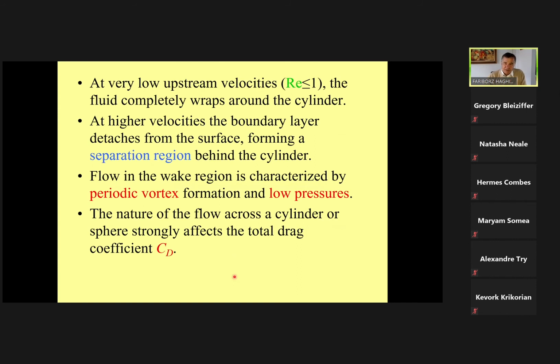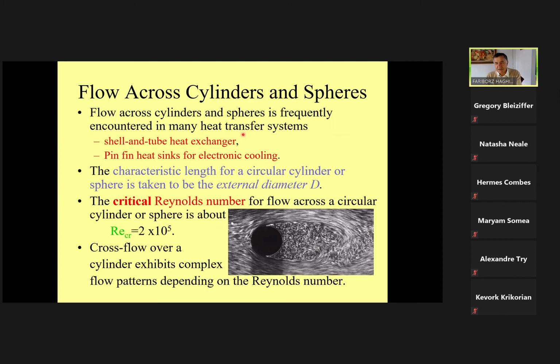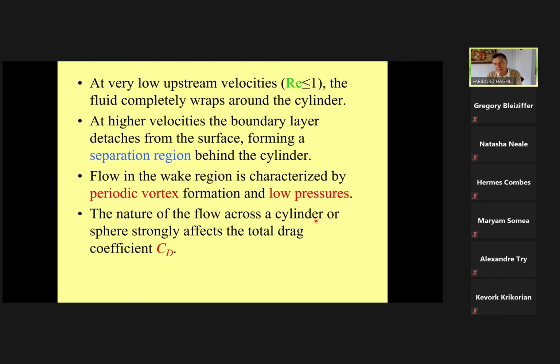Please read this one. Look at here, at very low velocity, Reynolds number less than 1. We're not talking about 2,000, I'm not talking about 500. The flow pattern will wrap around the pipe and go here. It means if the Reynolds number is very small, the flow comes down here and slowly moves here. Okay, that's the case that we have.